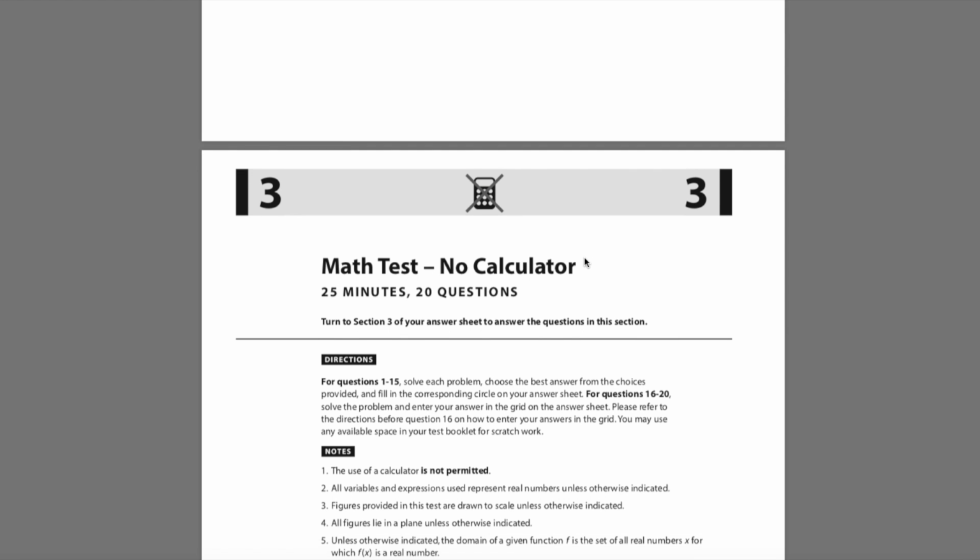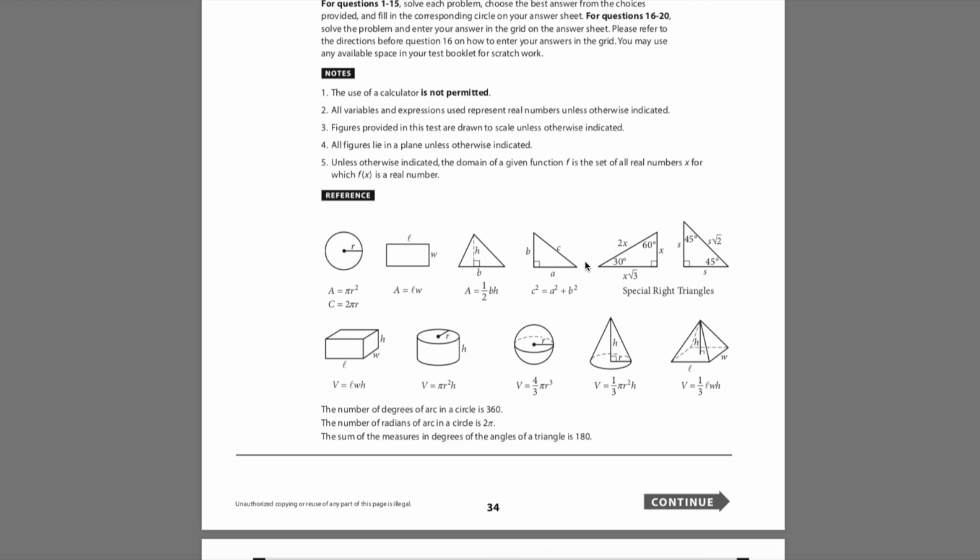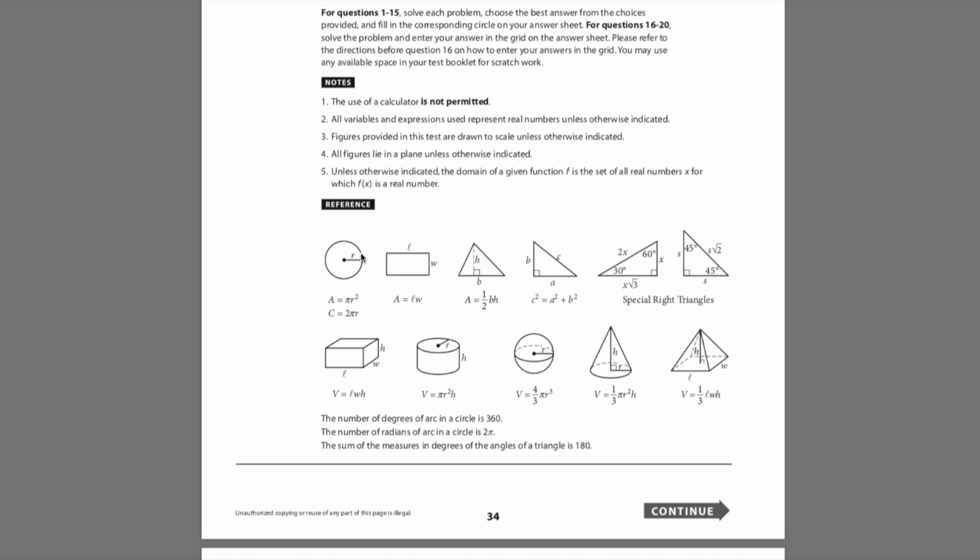So when you start the SAT math section, you're gonna be given some formulas, right? You have a little formula sheet right here, and it gives you the area of a circle, the area of a rectangle, right? They give you some volume formulas, and some special right triangles, some given things, right? The number of degrees of an arc in a circle is 360, all right? So things like that. But although they give you these things, it's really important that you memorize all of these before you do the SAT, all right?